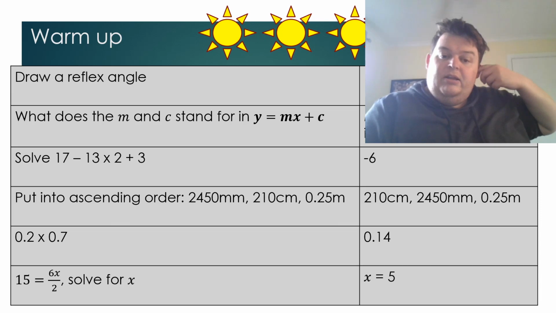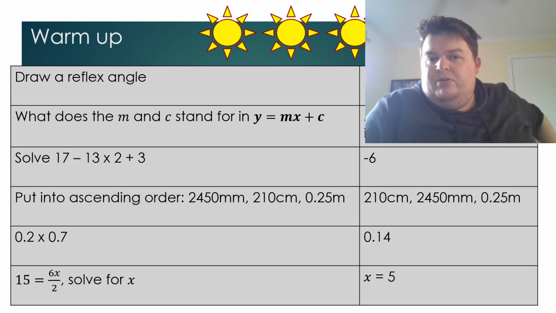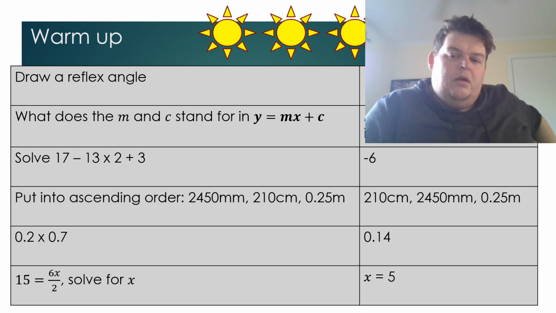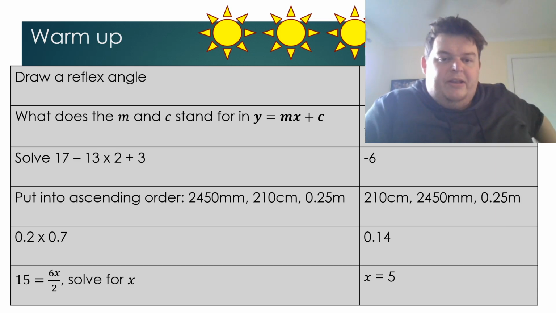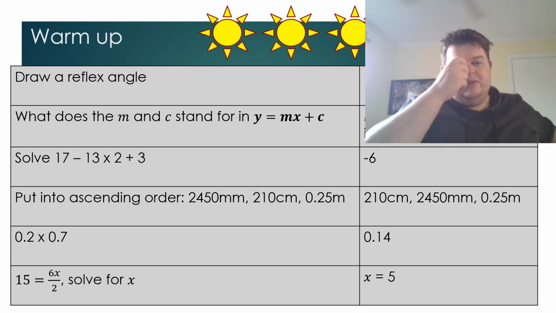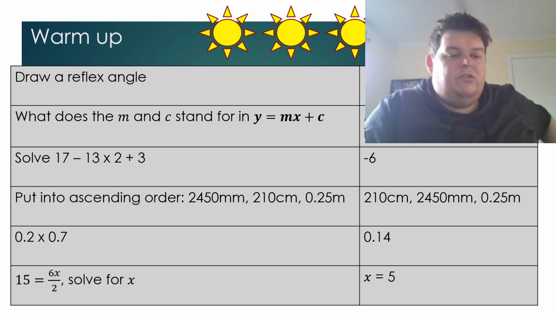Put these into ascending order. Your best bet if you want to do a question like this is to put them all into the same measurement length, because we've got centimeters, meters, and millimeters. So if you were to put them all in, say, centimeters, you would have 210, 245, and 250. Next, 0.2 times 0.7, which is 0.14.